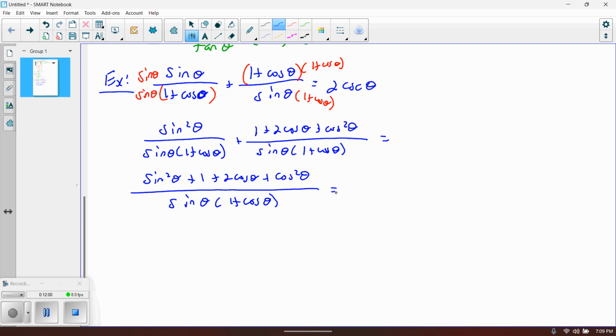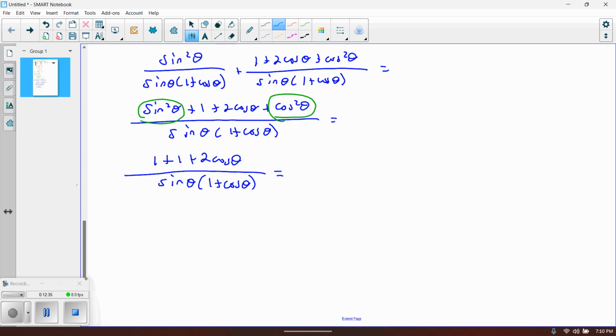And now let's see what we can do. Well, hopefully you recognize that I have up here a sine squared theta plus a cosine squared theta. And we should know that that simplifies to 1. So now I'm going to have a 1 plus 1 plus 2 cosine theta over the denominator. And 1 plus 1, of course, is 2. And I am writing this in way more steps than I normally would, but I want to make sure we know where this is coming from.